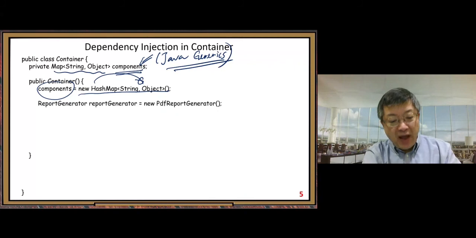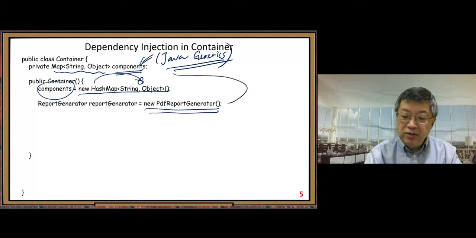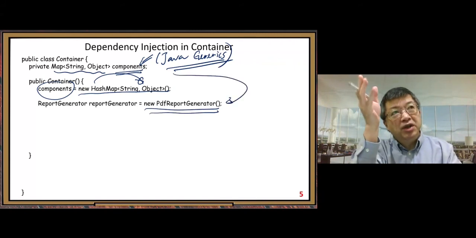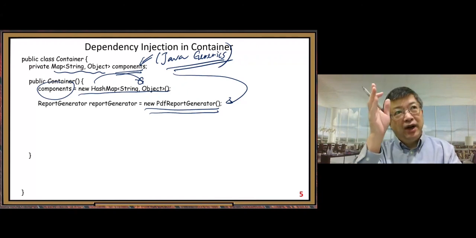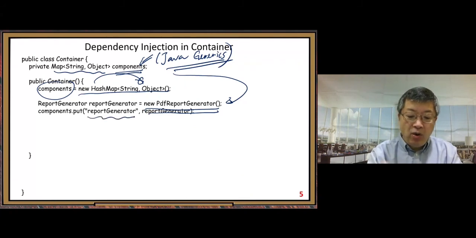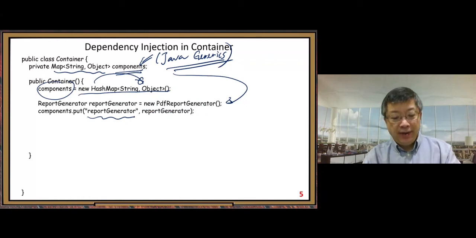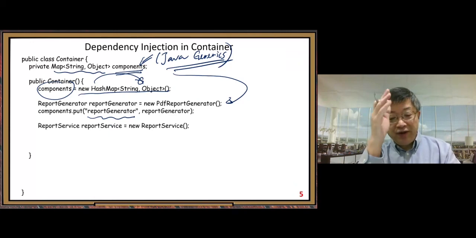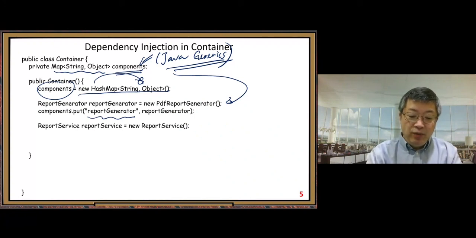Then, this time, for the implementation class in the container, you need to make the choice of which implementation class to use. You do it after you create that object. You store it under the name report generator. All right. So then how to do injection? Think about it. You need to do injection. So the report service.